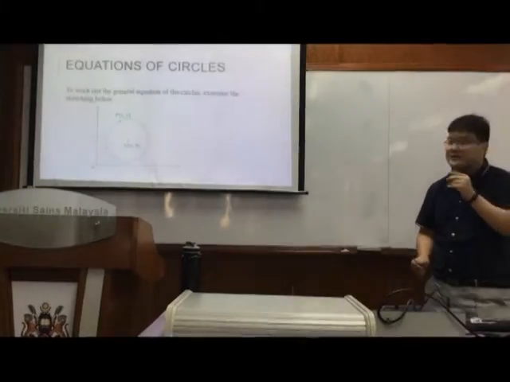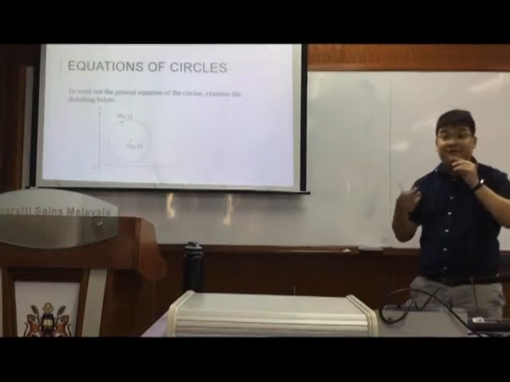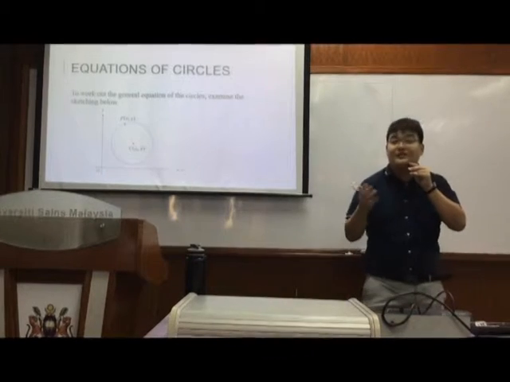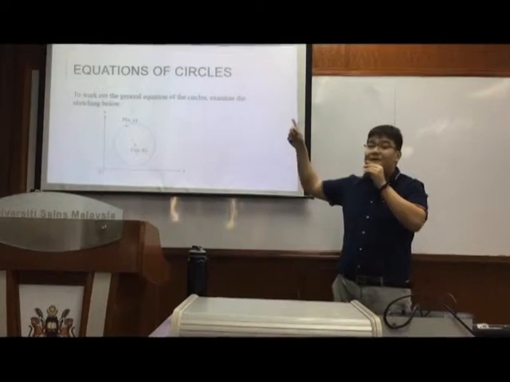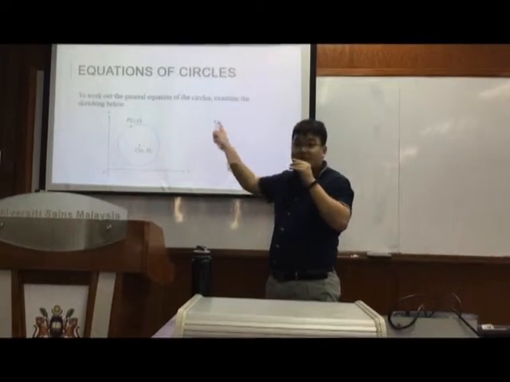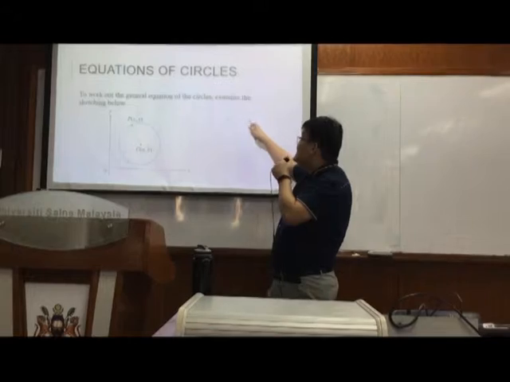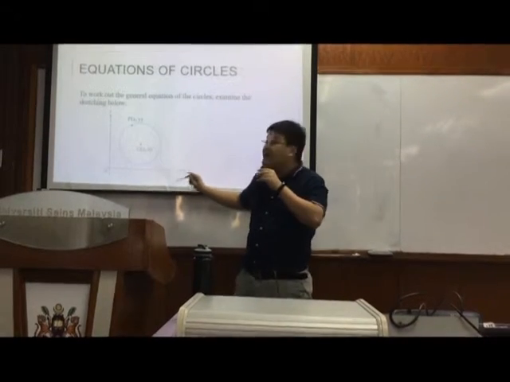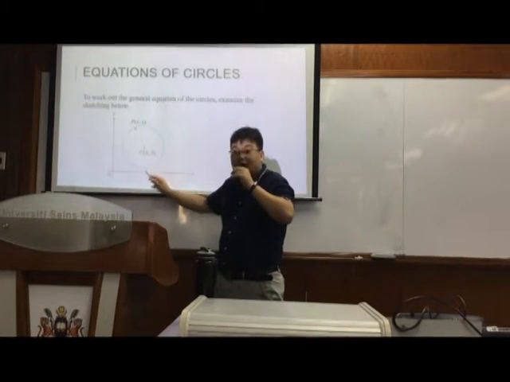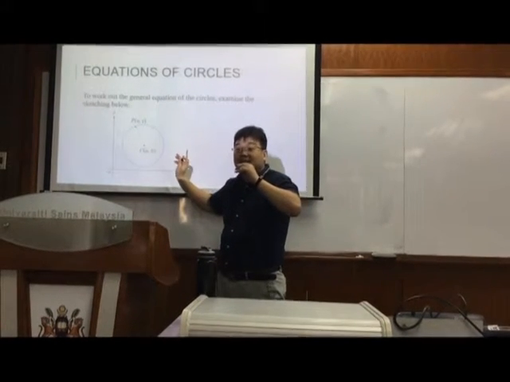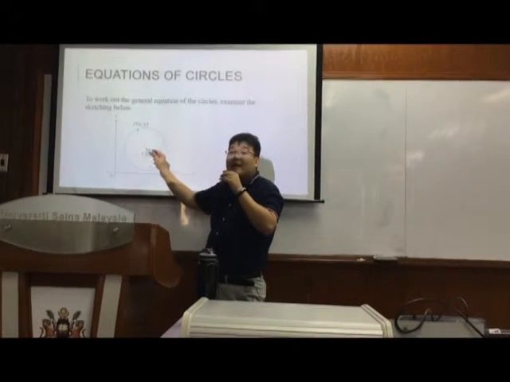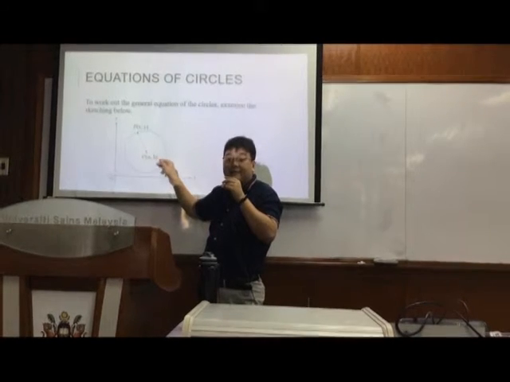Now we move on to the equation of the circle. After defining what a circle is, we can find the general equation of the circle. Before we start working it out, we will examine the sketch first. This is the xy coordinate plane with a curve around here, which is called a circle. This circle has a fixed point in the center, labeled as C, having coordinates (a, b).